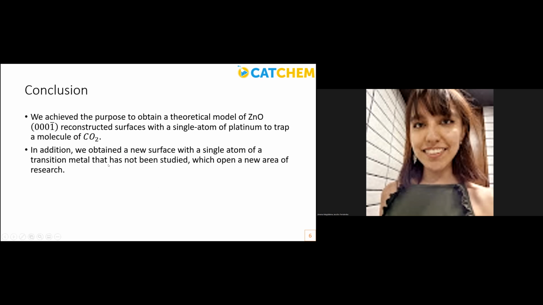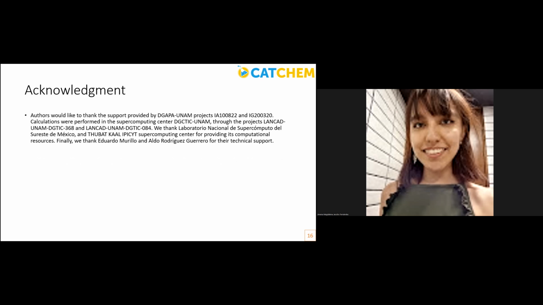In addition, we get a new surface that opens a new area of research, because platinum and palladium surfaces on zinc oxide haven't been found. Other elements like copper, gold and silver have been found. And that's all. Thanks for your attention.